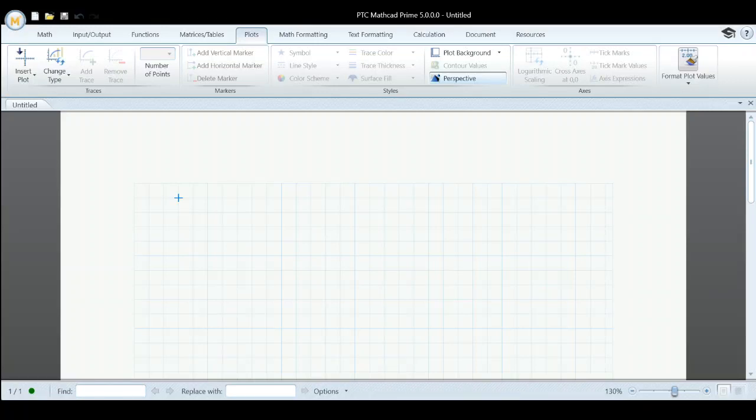Good evening everyone, and we are here with a lesson on MathCAD. You see, MathCAD is a versatile mathematical software in which you can plot graphs, carry out integrations, differentiation, everything.